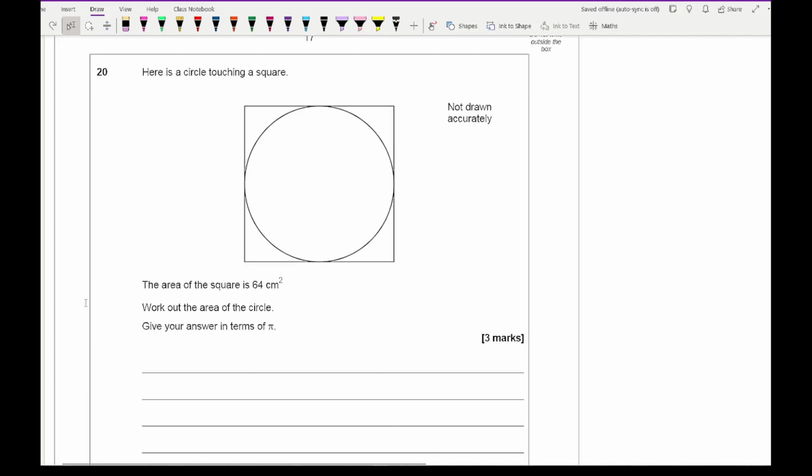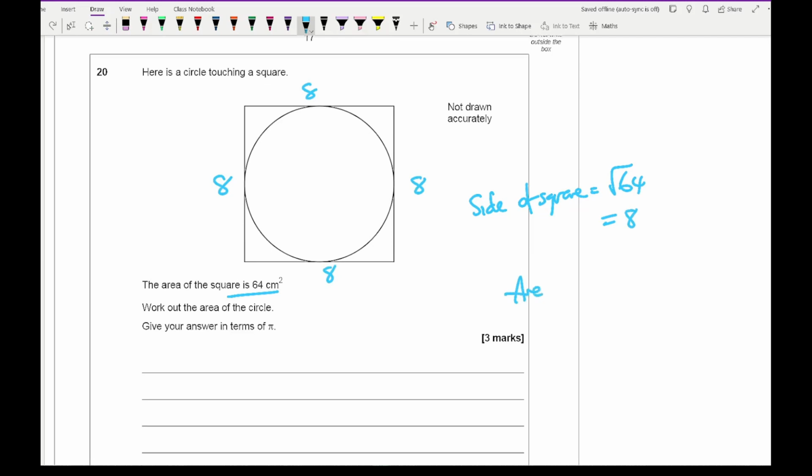Then with question 20, it says here is a circle touching a square. The area of the square is 64 centimeters squared. Write down the area of the circle. So here, if the area of the square is 64, then the side of the square is going to be the square root of 64, which is 8. That's 8.